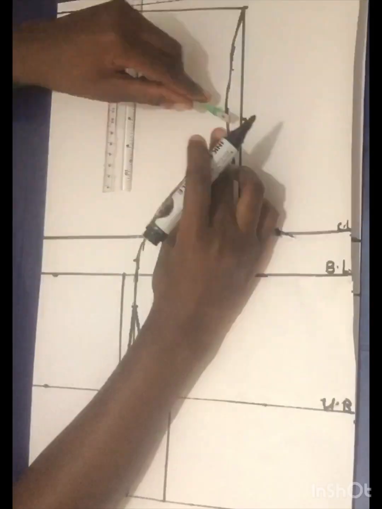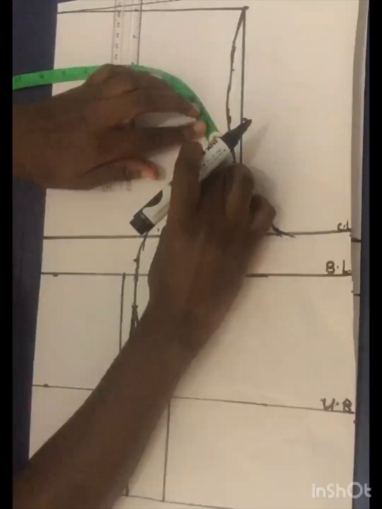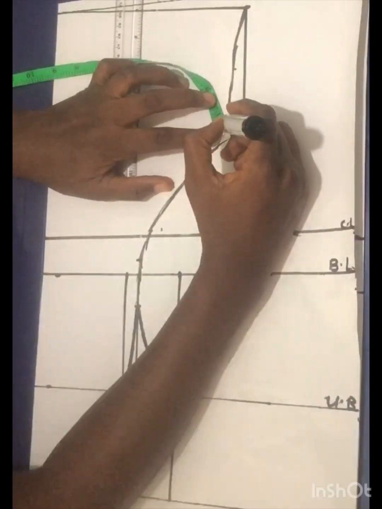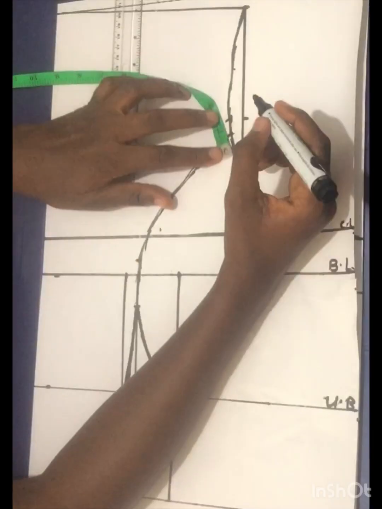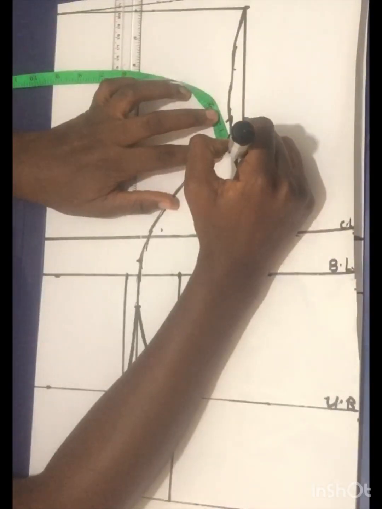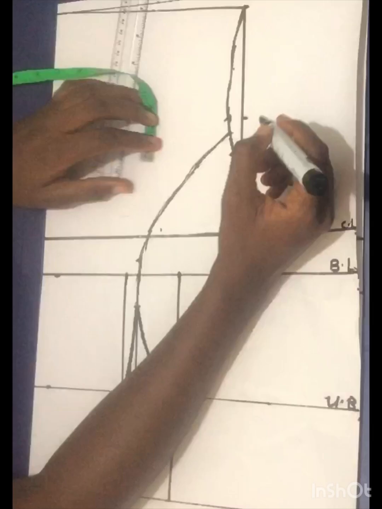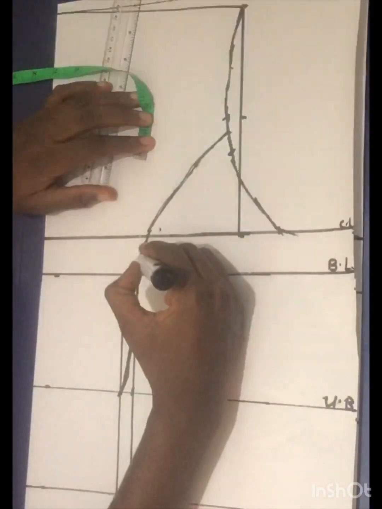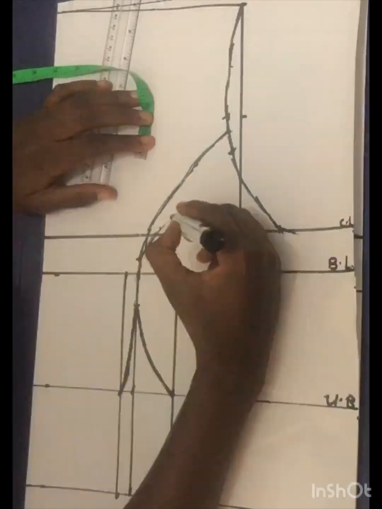The next thing is to mark our darts. I'm going to go up by 1/2 inch. I'm also going to come down by 1/2 inch. Then I'm going to draw a line to meet that point that we have there.